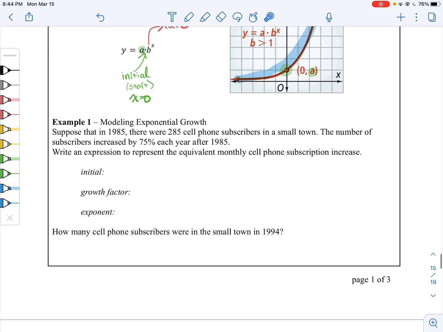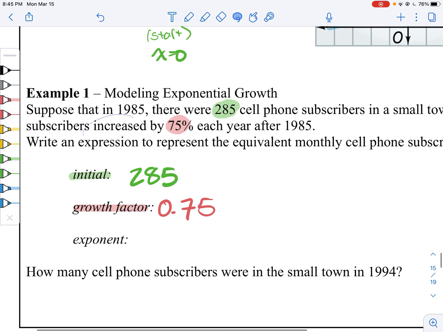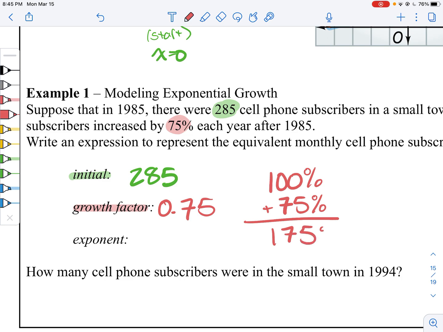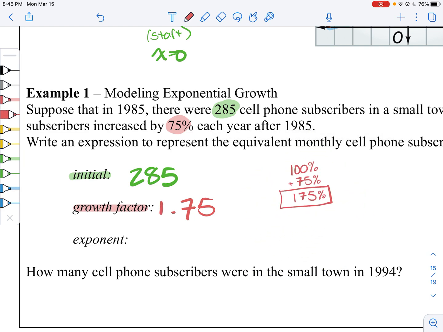Okay. So let's say that in 1985, there were 285 cell phone subscribers in a certain town. The number of subscribers increased by 75% each year after 1985. Our initial value is whatever we start with, so we start with 285. Our growth factor describes how quickly it's growing, but our growth factor here is not 75%. It's not even 0.75, but it's increasing by 75% each year. That means you start with 100% of what you have, and each year you're adding 75%. So our growth factor is 175%. Or if you like decimals, that's 1.75.